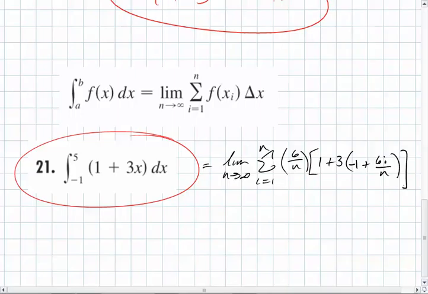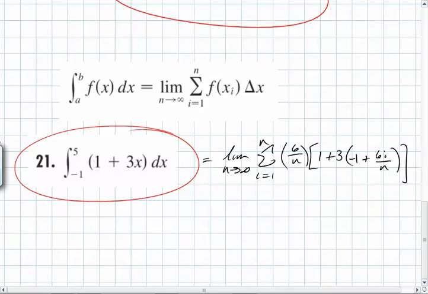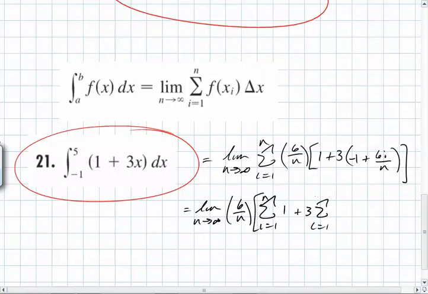Is this a lot better than what we just did? This is a lot better than what we just did. So what do we do to set this up? Well, you take the limit as n goes to infinity. What can you factor out? 6 over n, and then it turns into two summations, right? Summation of i equals 1 to n of what? 1, right? Plus 3 times the summation of i equals 1 to n of negative 1 plus 6i over n, like that.